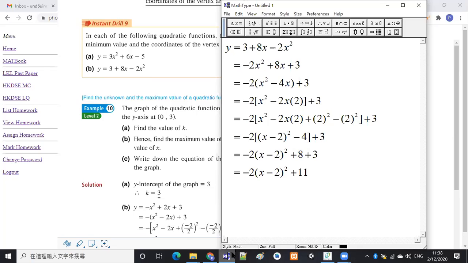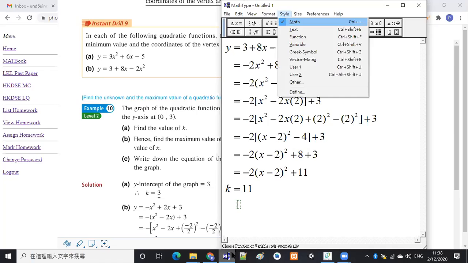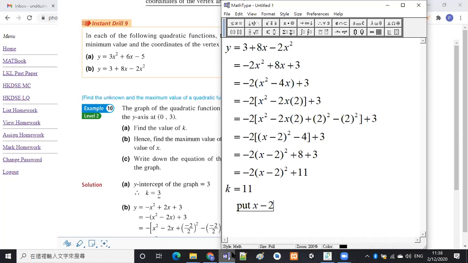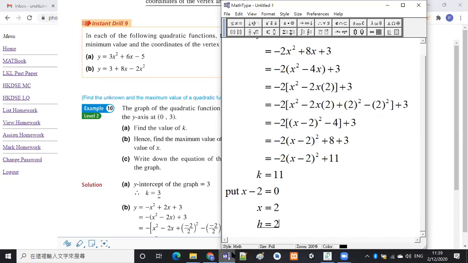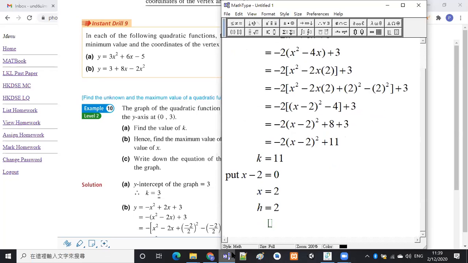Okay, and then the method of completing square is completed. And we may write down the k value is 11. And then for the h value, we need to put x minus 2 to be 0, and calculate the value of x is 2, which means that the h value is equal to 2. And then the vertex will be 2 and 11.